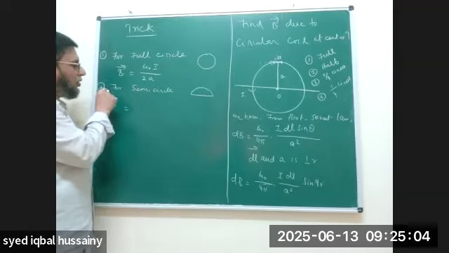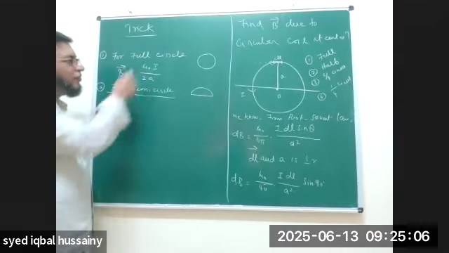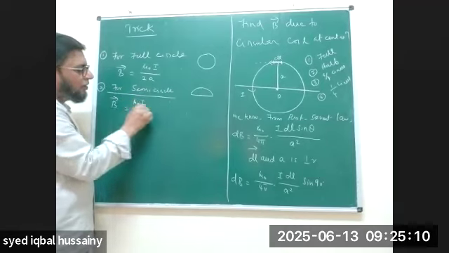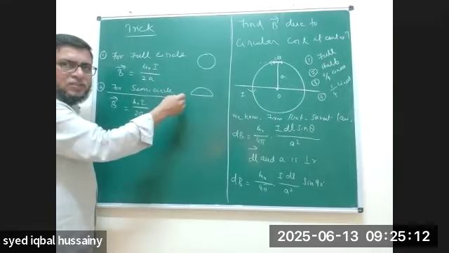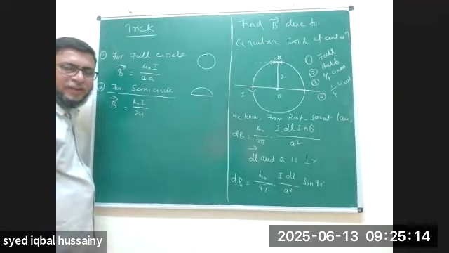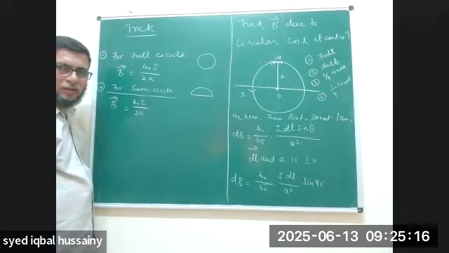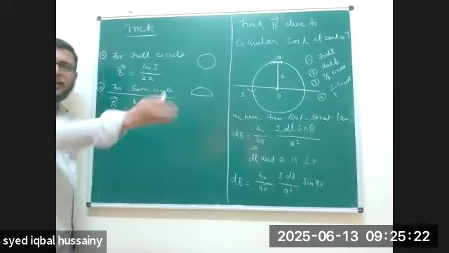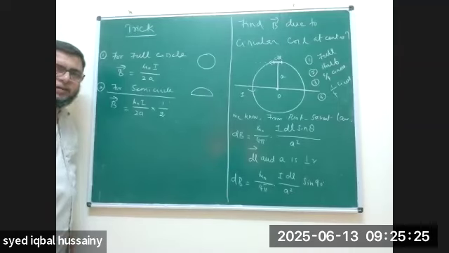So first you write down the answer for full circle. Full circle का answer ऐसे लिख दो: mu naught I by 2a. Semi means what? Half of the circle, na? Yes, sir. So just full circle का answer लिखे, half से multiply कर दो. खलास, you get the answer. See what a beautiful trick.